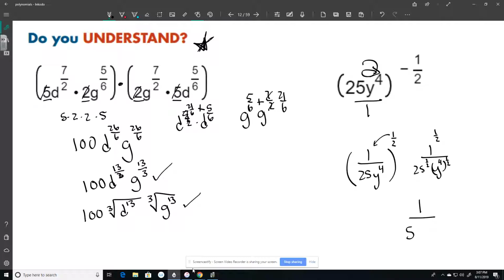Y to the 4th raised to the 1/2. Remember, an exponent raised to another exponent. Let's write it a little bit bigger right here. Y to the 4th raised to the 1/2 means you multiply those two together. So that just becomes y. 4 times 1/2 is just 2. So 1/5y squared would be your final answer on that one.